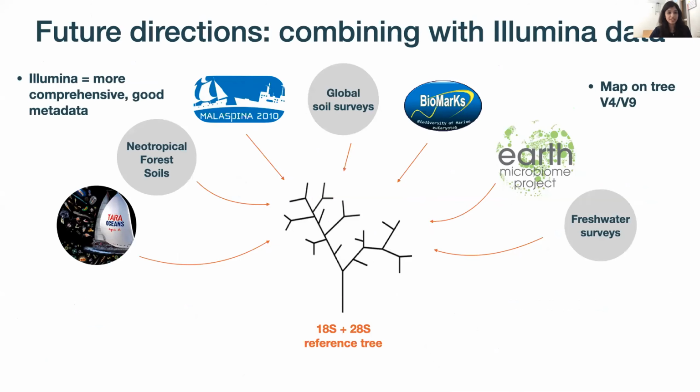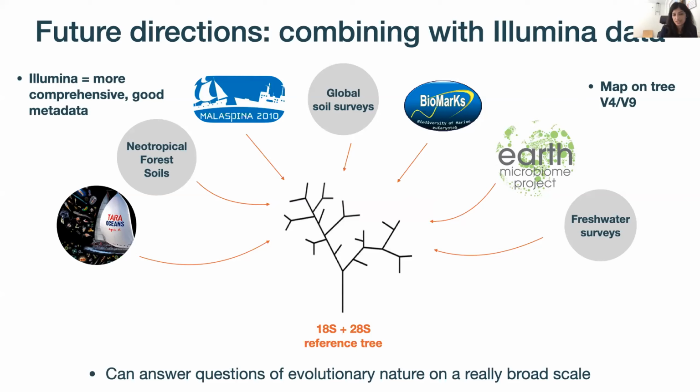So by doing this for all the environmental samples and by combining them, we should get a robust and comprehensive 18S, 28S eukaryotic tree. And I think this method can prove to be quite powerful with Illumina data, because by getting a more comprehensive or more complete tree, we can better place all of the Illumina data that exists, whether it's V4 or V9, it doesn't really matter. And by putting this Illumina data in the phylogenetic context, we can start to answer questions of an evolutionary nature on a really broad scale.